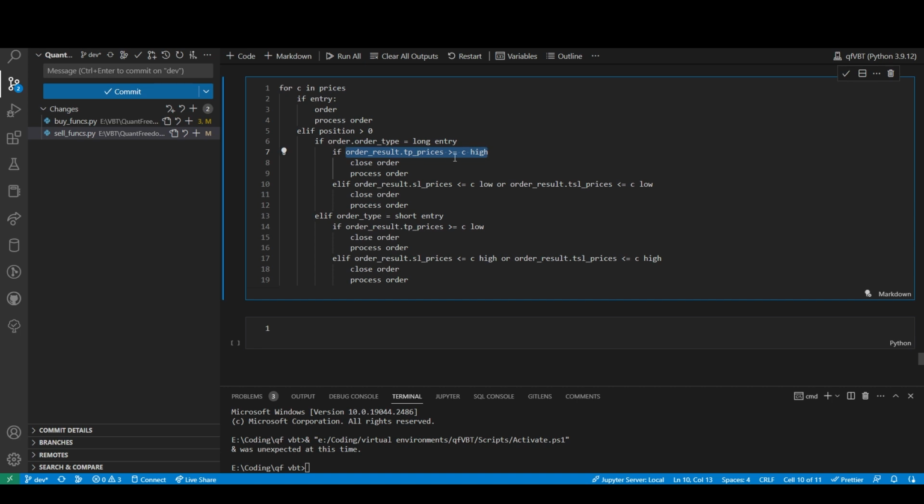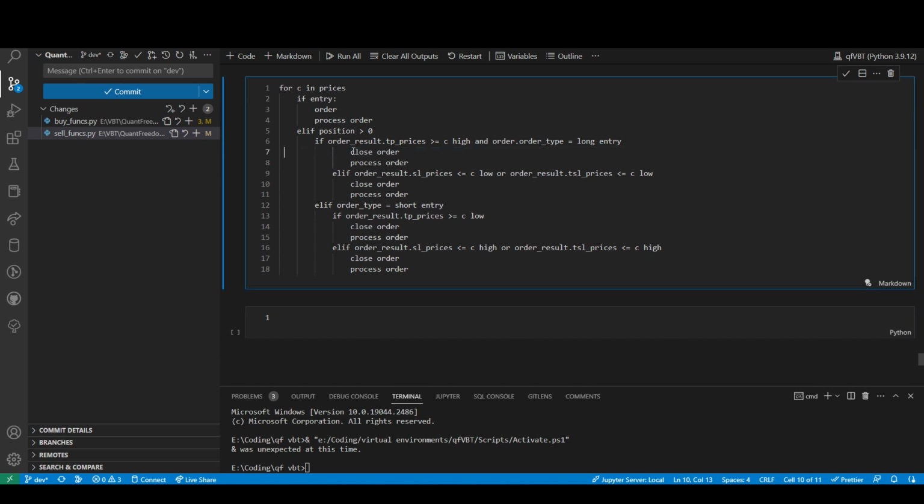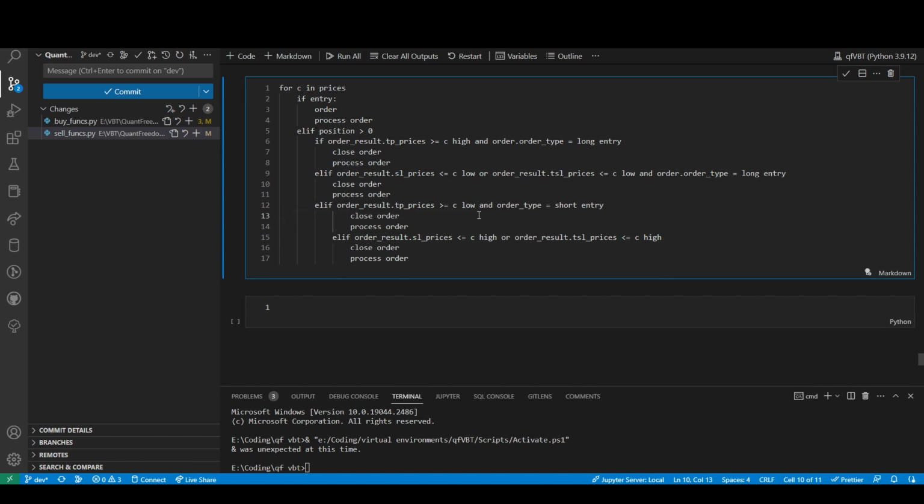We don't have any take profit prices from our order result. So I think we need to do if this and this, then do this. Else, elif this and this, right? Then do this. Elif this and this, and do this. So that saves us some checks. So this saves us some checks.